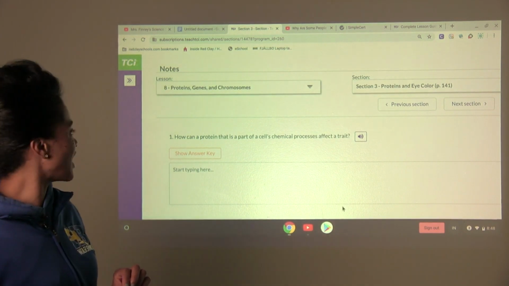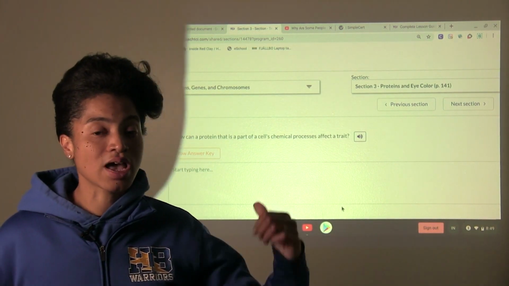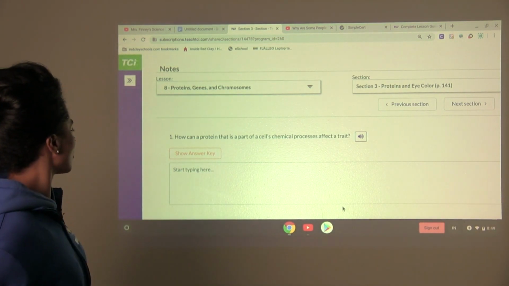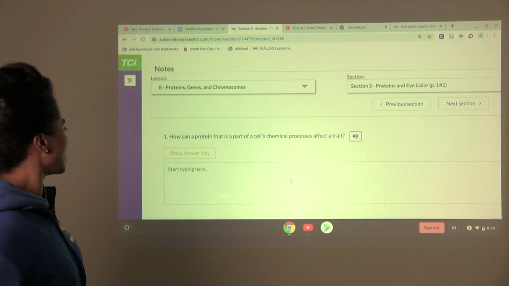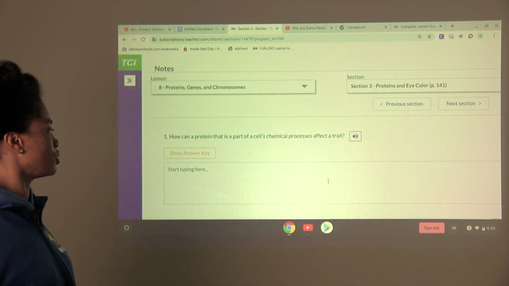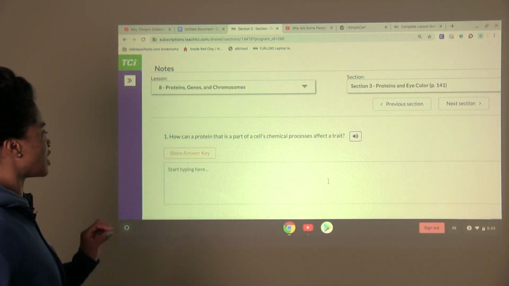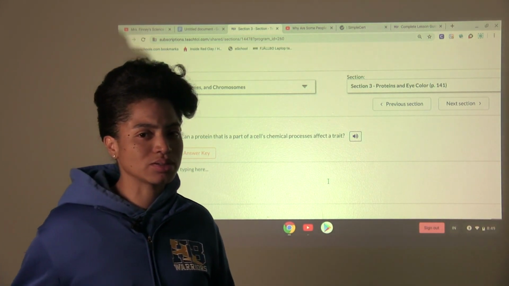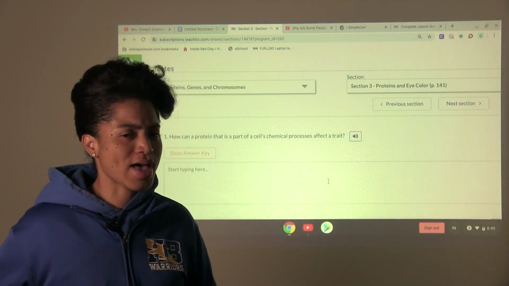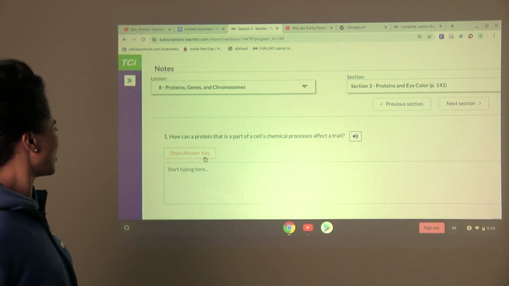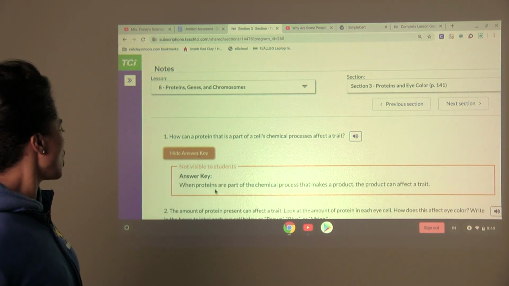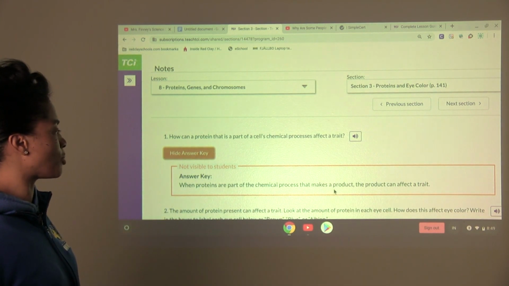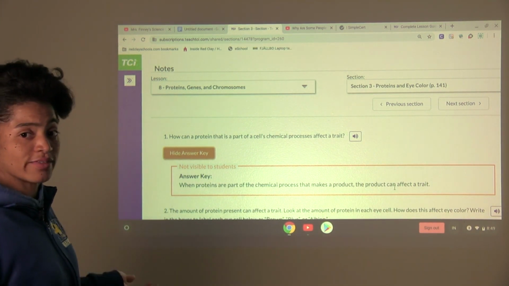So in your lesson 8, section 3, you have some questions. I'm going to review those with you. Please complete those answers in your notebook. How can a protein that is a part of a cell's chemical processes affect a trait? A trait is how something appears. When proteins are part of the chemical process that makes a product, the product can affect the trait.